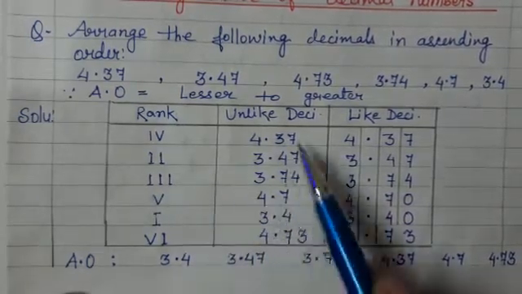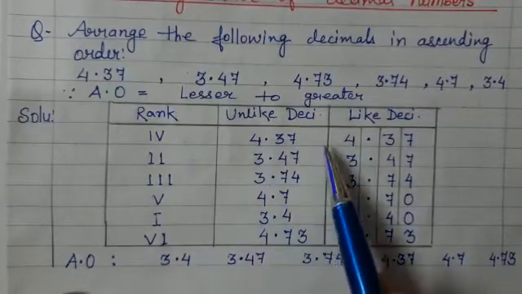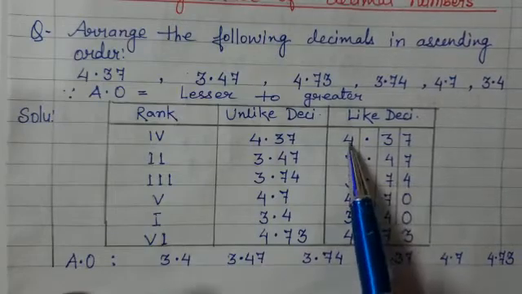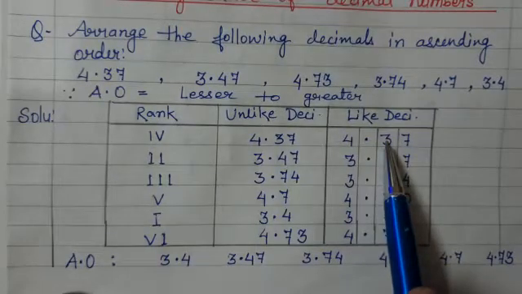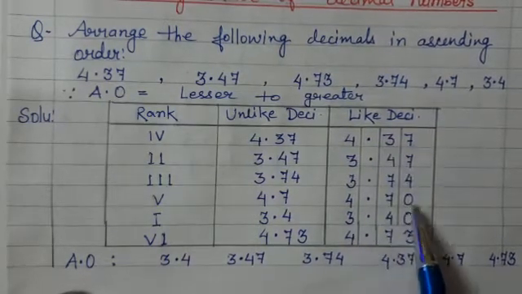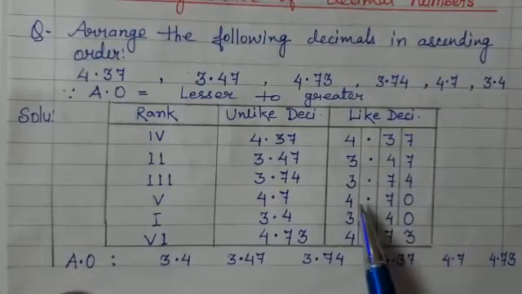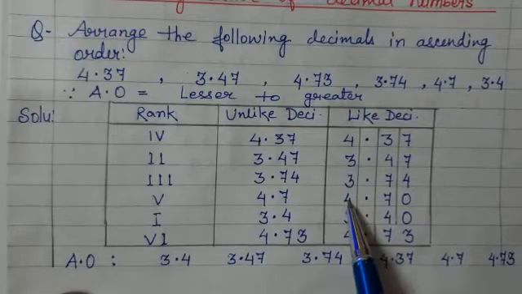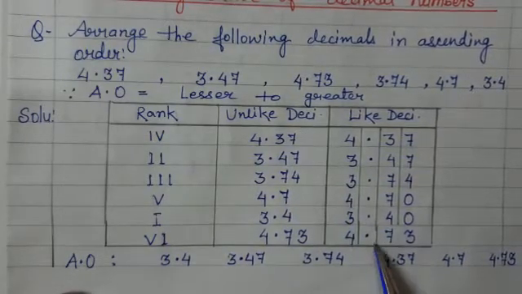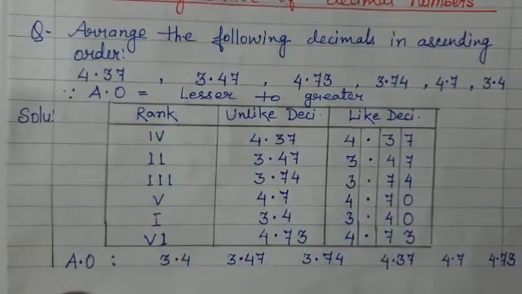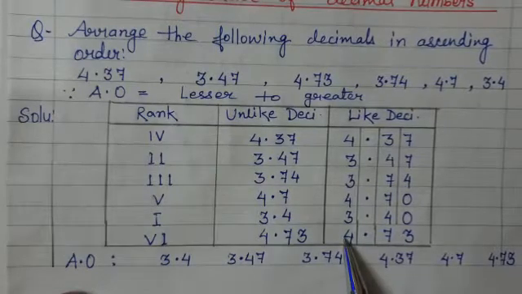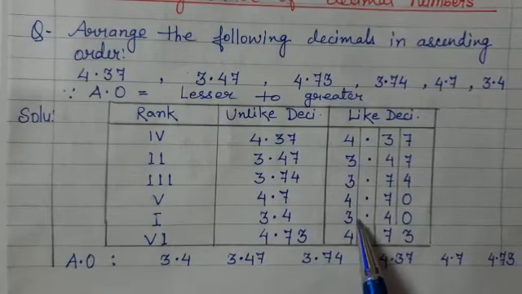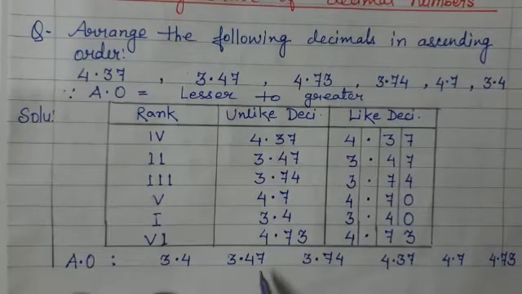Then out of the rest of the 3 numbers, it has 4.37. Next numbers are 4.70 and 4.73. So definitely 4.37 should be rank 4, and 4.70 and 4.73. So 4.70 is lesser than 4.73. Therefore, it will get rank 5 and 4.73 will get rank 6. That means this is the highest number and this is the least number. Which one? 3.40.